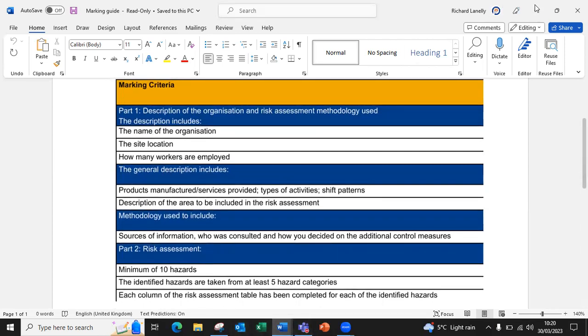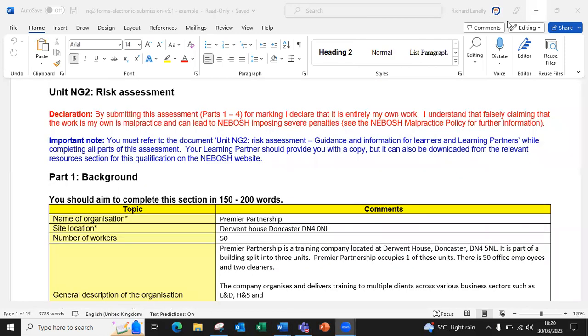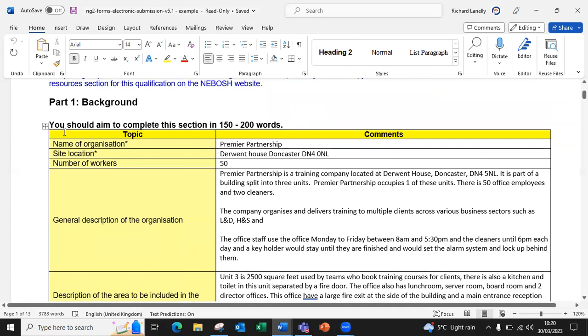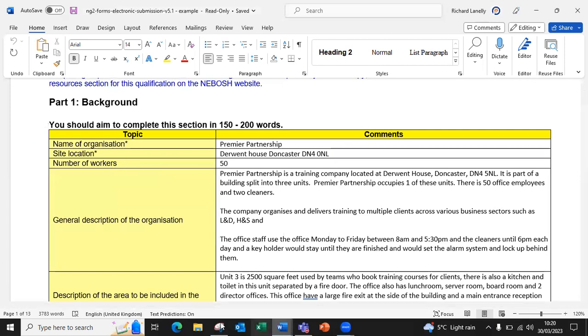So if we go to our example one, that'd be here. As you can see, they do marry up with the marking guides: name the organization, site location, number of workers, etc. These give us an indication from the marking guide of what we need to put in this area. I'll go through line by line what needs to be on here, and we'll refer to the marking guide throughout.